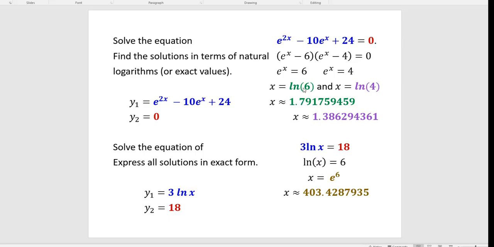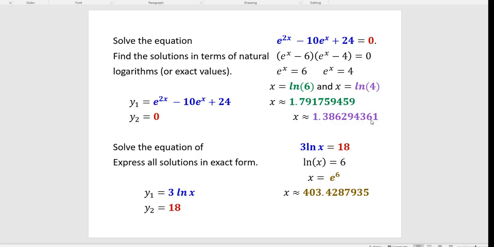Setting both factors equal to 0 and solving gives e to the x power equal to 6, and e to the x power equal to 4. Raising both sides of each equation by a natural log will give us the answers of x equals the natural log of 6 and x equals the natural log of 4. The natural log of 6 is approximately 1.791759459, and the natural log of 4 is approximately 1.3862943661.